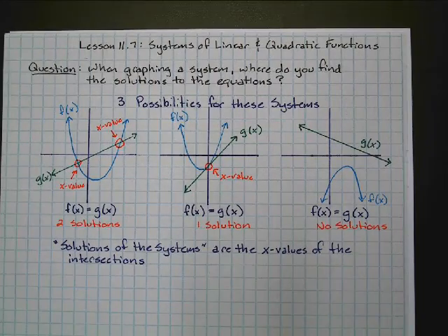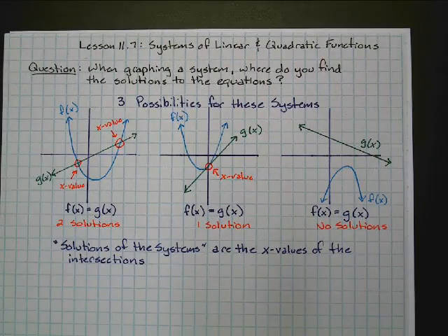All right, here's our last lesson for Unit 11. So we're going to do systems of linear and quadratic functions. Basically, when it's a system, what you're going to do is take two different functions and see when those functions cross each other or intersect each other. We're going to do it algebraically, and then we're going to do it graphically. We're going to do it both ways.